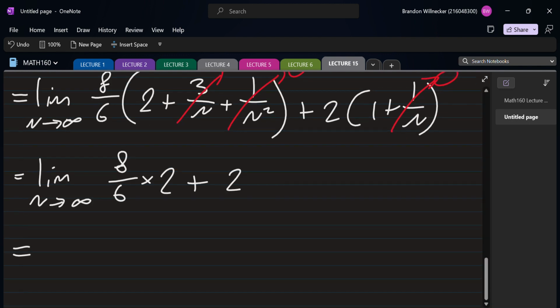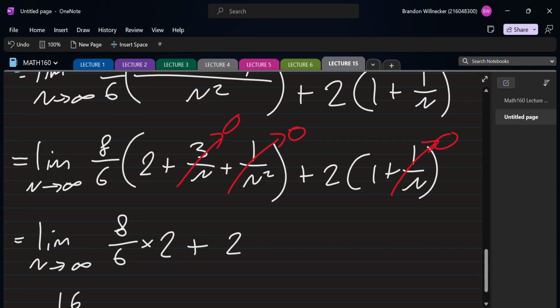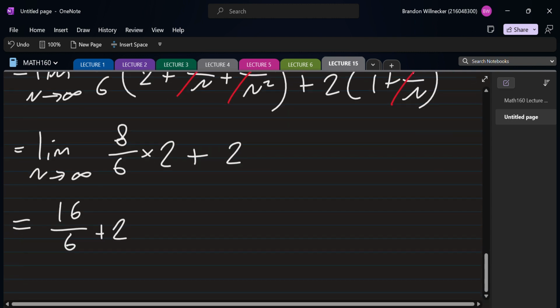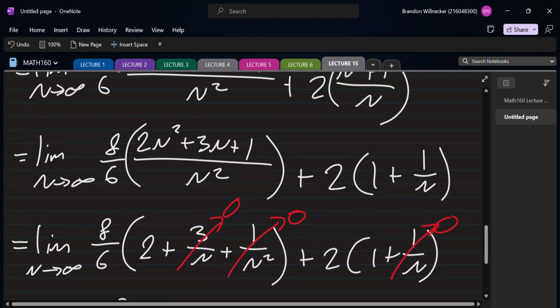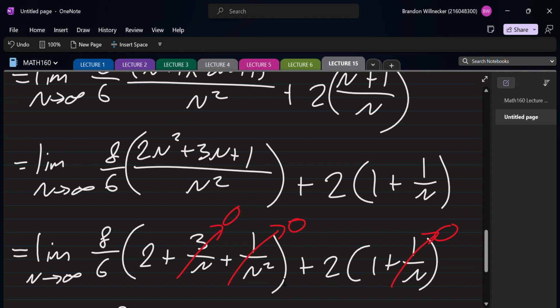Okay, so this is going to be 8 times 2 over 6, so 16 over 6 plus 2. You can simplify that as well. You do have your calculators, so this last step is quite easy. Once you've done this limit process, the rest is just some arithmetic stuff. Okay, so you can simplify that, but that's the main part is this previous bit, the substitution and taking the limit. That's where all the marks should be.